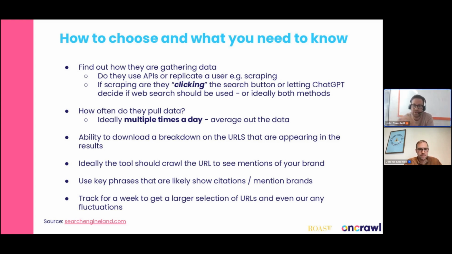The other thing is the results change. If you can get these tools to go 3 or 4 times a day, average it out, that gives you some added data and some more stability. You want these tools to give you a breakdown of the URLs and that information. Some of these tools then go to those URLs, crawl them, and look for the mention of your brand. That's really useful because then you can say, great, I've got a citation from this URL, my brand is mentioned, etc. And you want to use key phrases that give you good results.